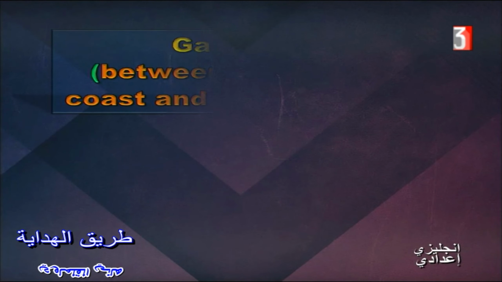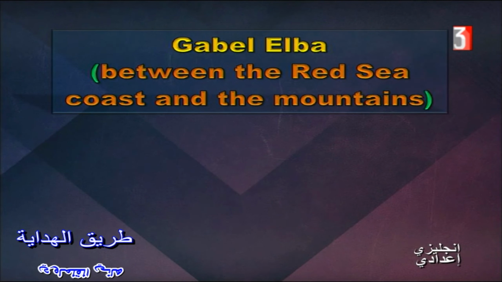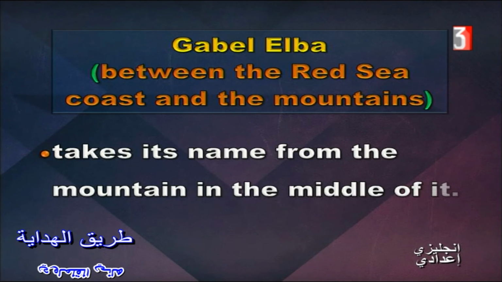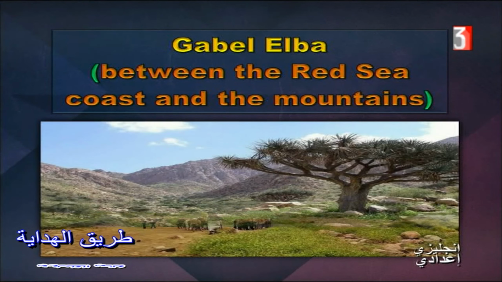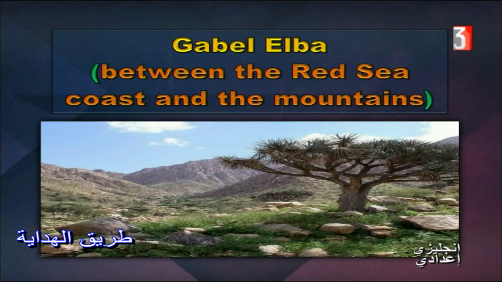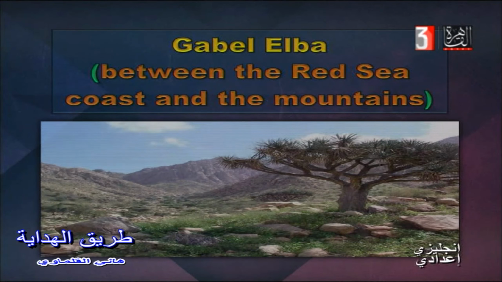Another place that we are going to see, جبل علبة, between the Red Sea coast and the mountains. It takes its name from the mountain in the middle of it, called جبل علبة. It's a grassland habitat, yeah. As you see, there are a lot of animals that live in it because it's far away, so it is preserved and has a lot of animals living in such a habitat. It's one of the tourist attractions, yeah.